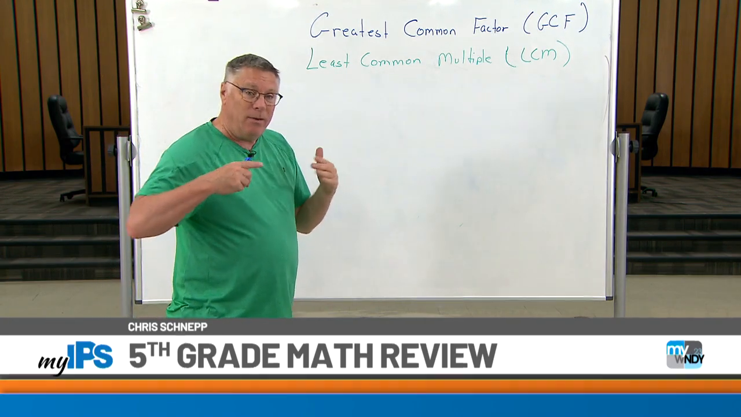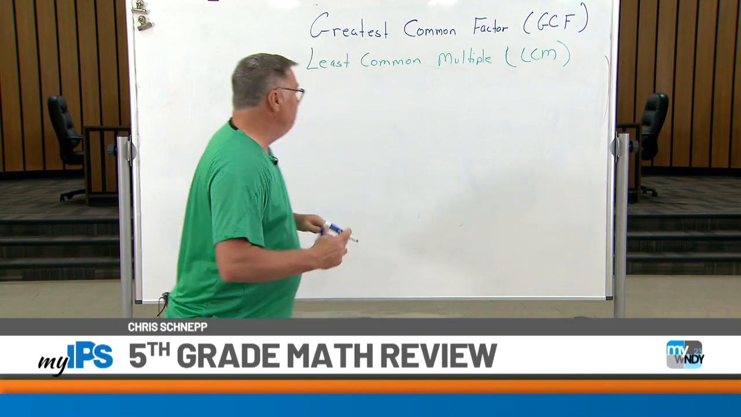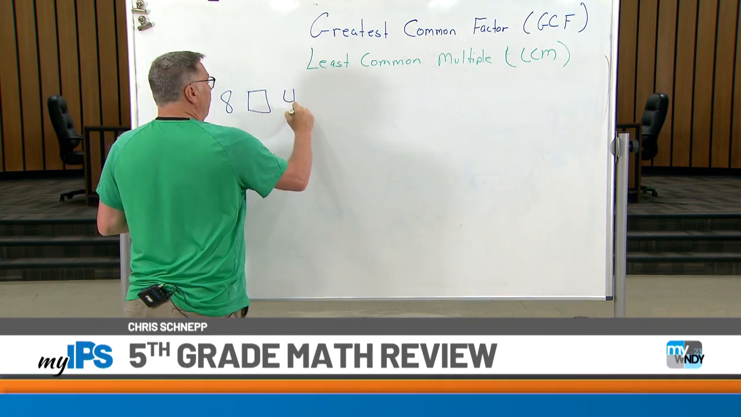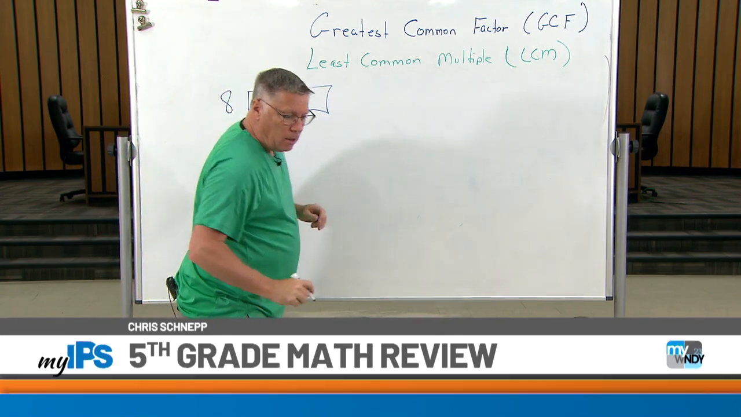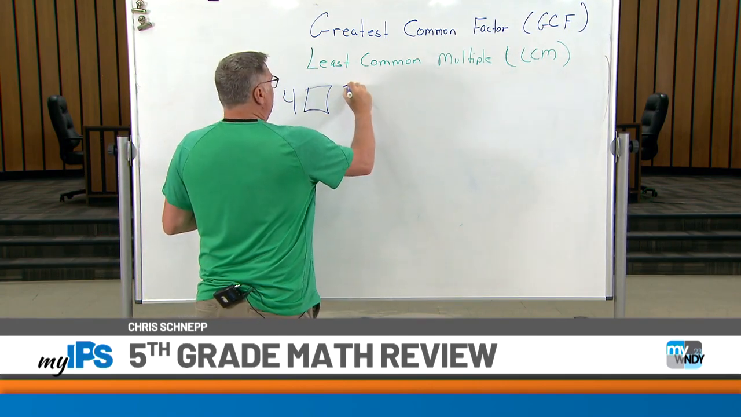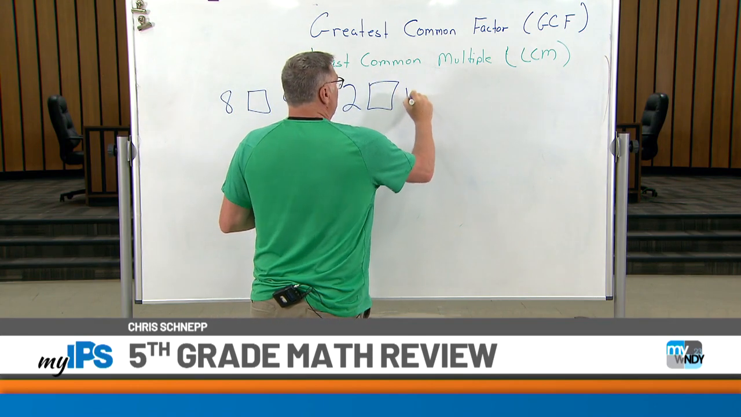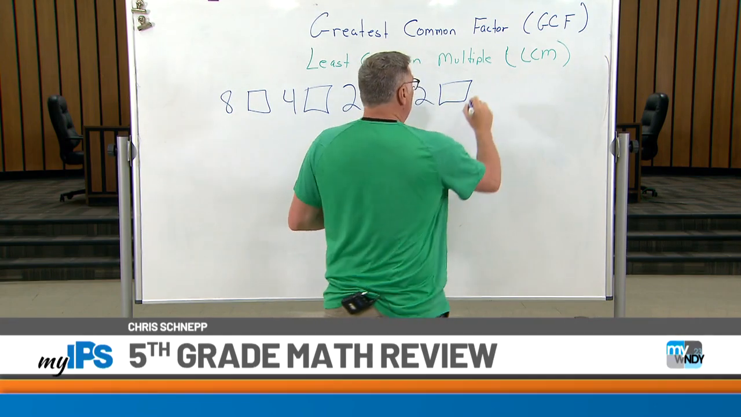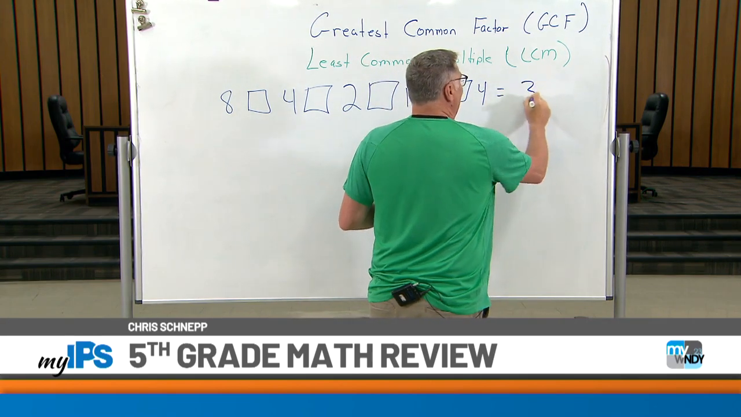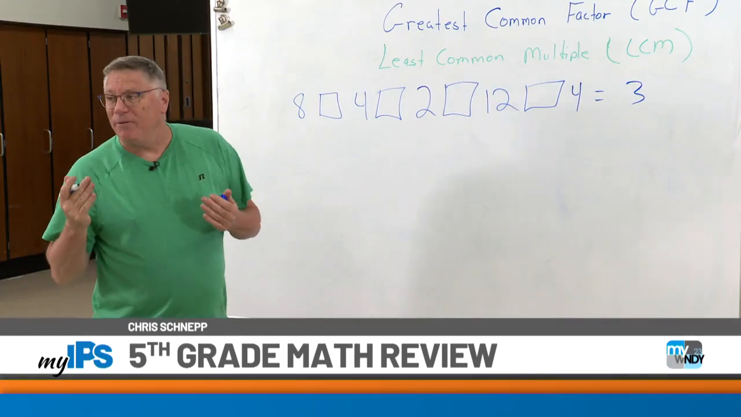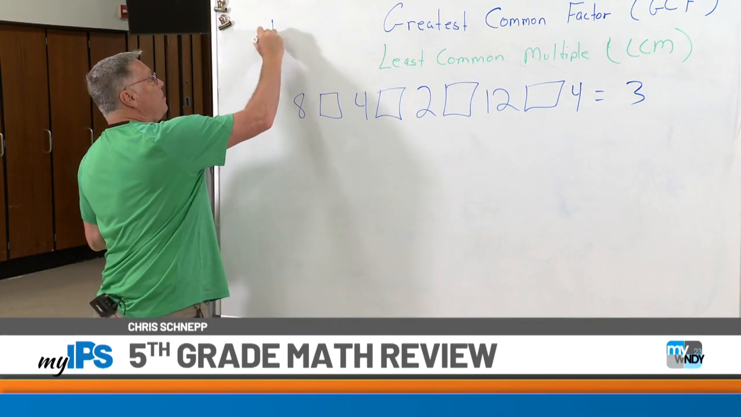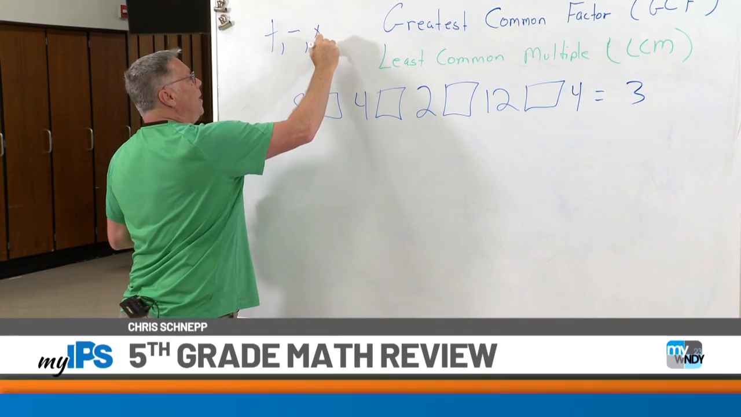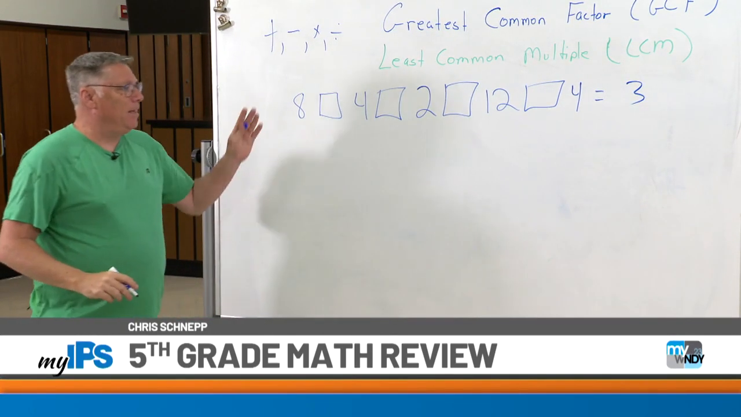All right, and we're going to wrap up here with the puzzle. Okay, so I've got the numbers 8, 4, 2, 12, 4, and it has to equal 3. So what I have to do is go through and use the signs: plus, or add, subtract, multiply, and divide. And I have to put them in there.